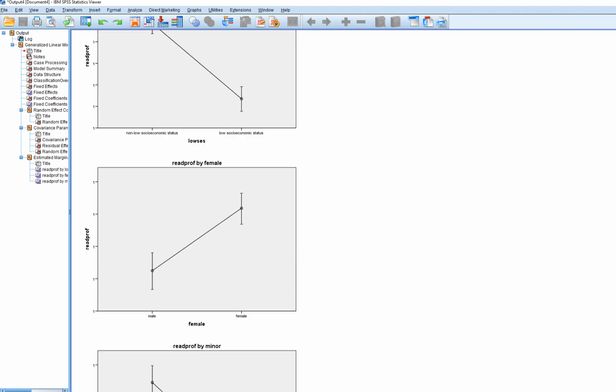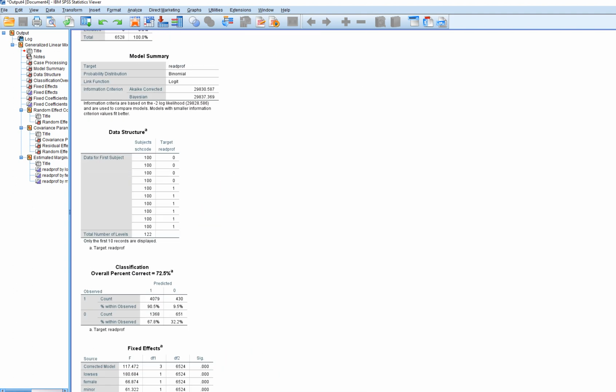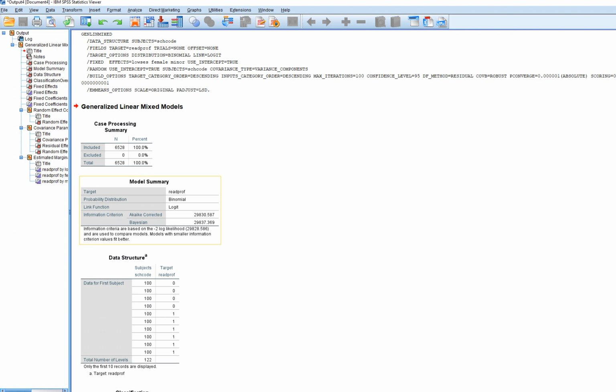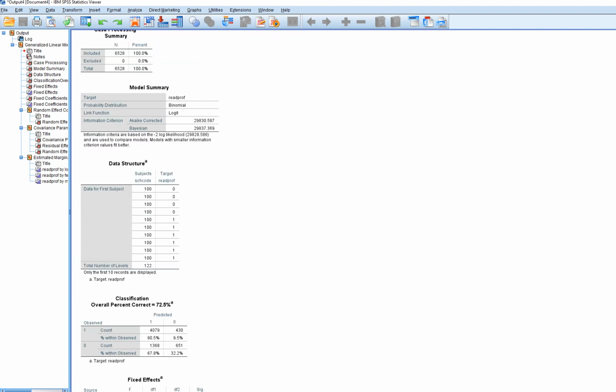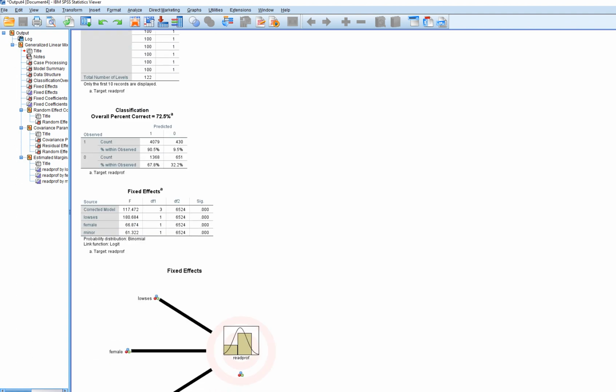And there you go. You'll notice, first off, when you're looking at the model summary, the target variable is reading proficiency, the probability distribution is binomial, and the link function is logit. All of that is what we had selected early on. We also have a couple of fit indices right here, the Akaike and Bayesian information criteria.